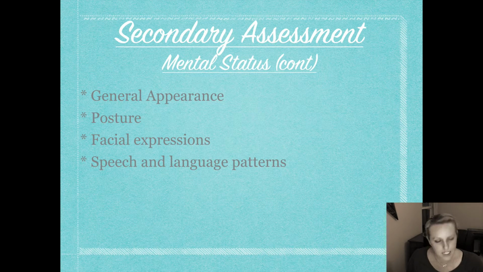Do they have ataxia where they can't actually speak? Their language patterns, can they hold a conversation with you and have correct language? Their mood. Are they happy when they really shouldn't be? Or are they crying or upset when there's no reason to be crying or upset?